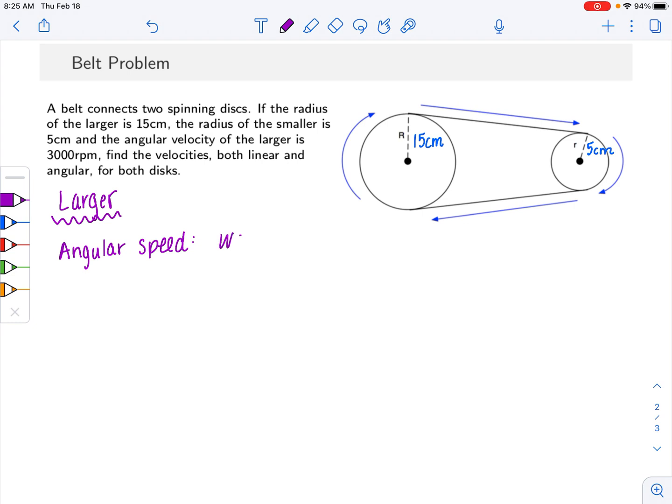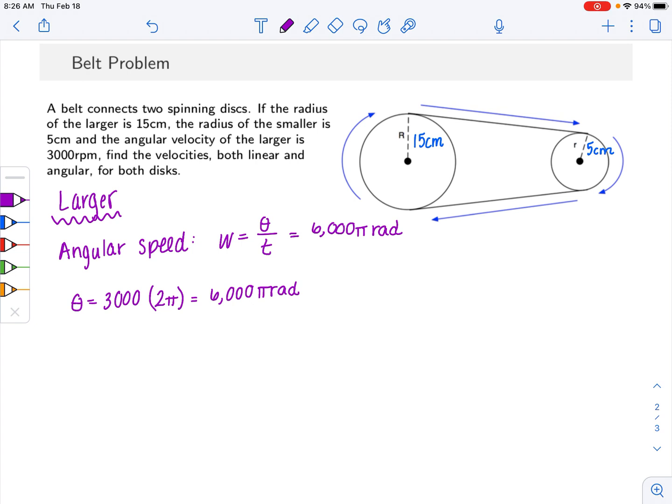Angular, keep in mind, is this formula. But we can't have RPMs in the numerator. We need radians. So a little bit of math here. We're going to find that angle using our 3,000 revolutions per minute. And each revolution is one circle, 2 pi. So our angle now is 6,000 pi radians. So we got our units we wanted. The numerator has to be in radians.